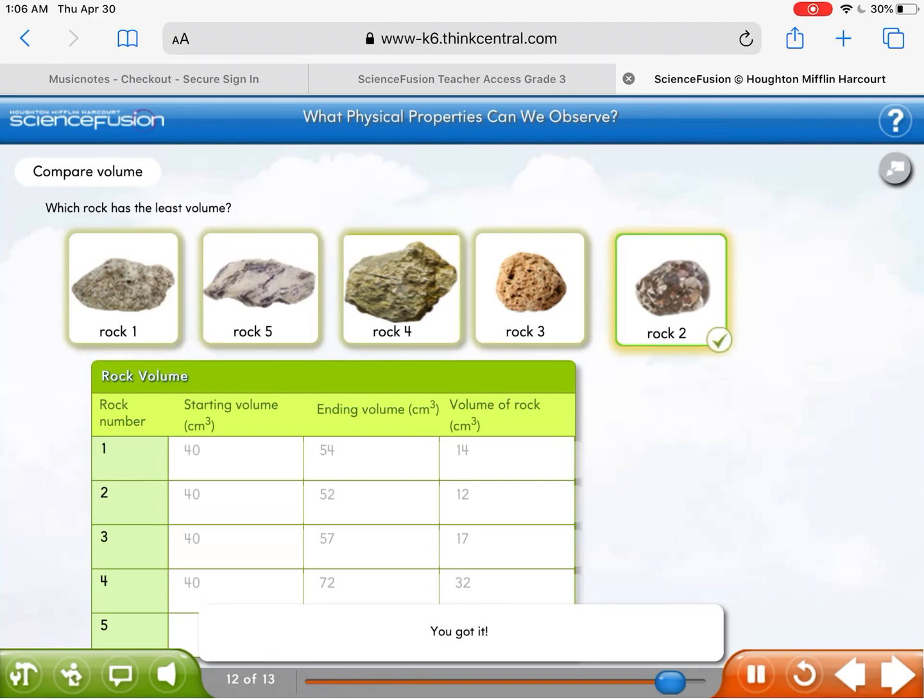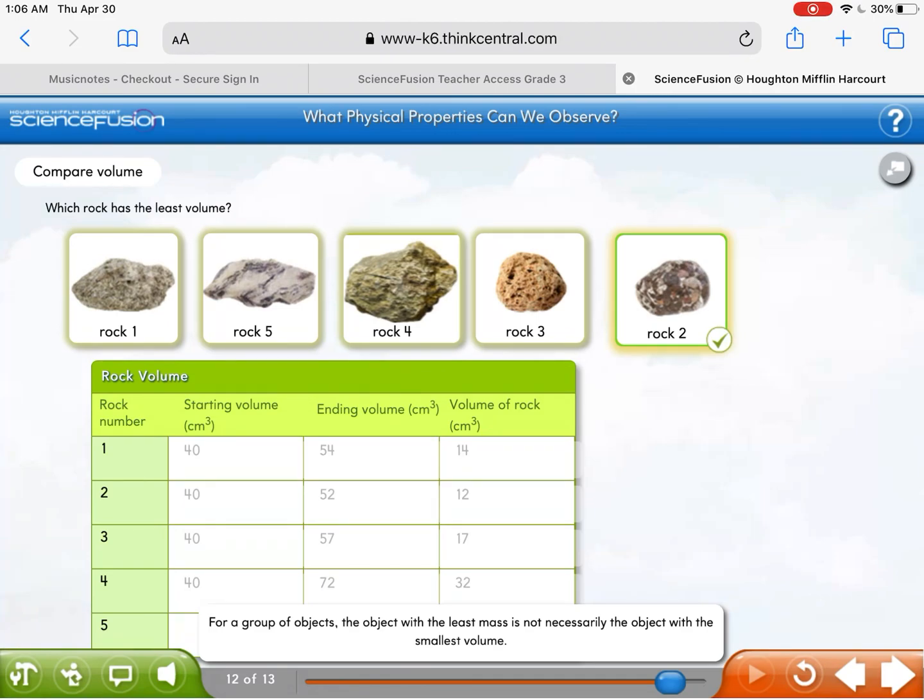So you got it. The smallest one, rock number 2, occupies the least number of cubic centimeters, so it has the least volume. You found that rock 2 has the least volume, but it does not have the least mass. For a group of objects, the object with the least mass is not necessarily the object with the smallest volume.